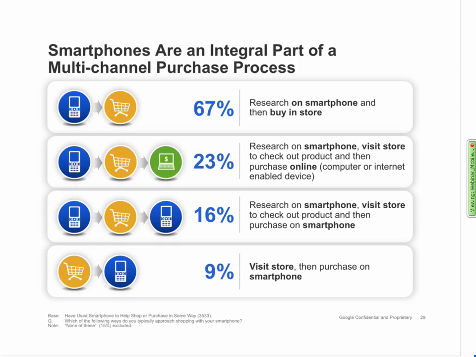And this is really important because what we're seeing is that smartphones have become an integral part of the multi-channel purchase process. And so this slide shows different purchase paths that users take using their smartphone for shopping. And we highlight the ones that really bring them into the store. So you see that a lot of purchase behavior for smartphone shoppers begins with research on their phones. And a lot of it is bringing users into the store. 67%, or 2/3 of smartphone shoppers, start their research on their smartphones, go into the store, and purchase.